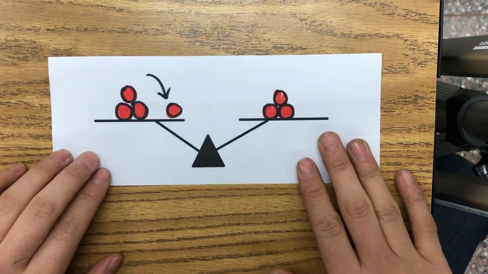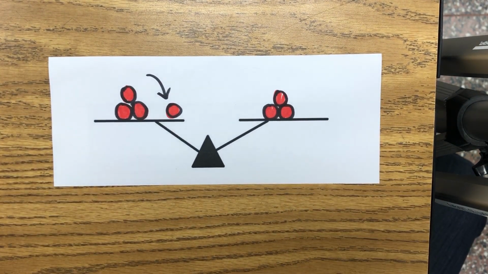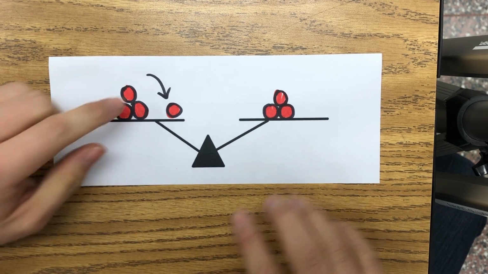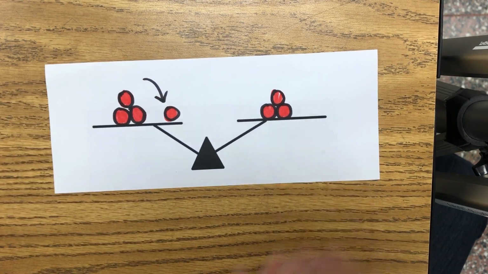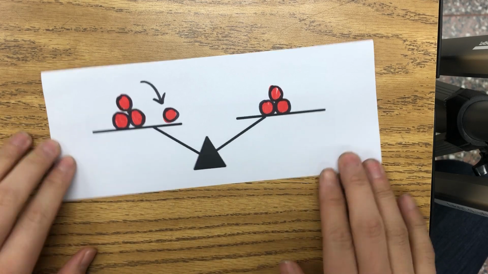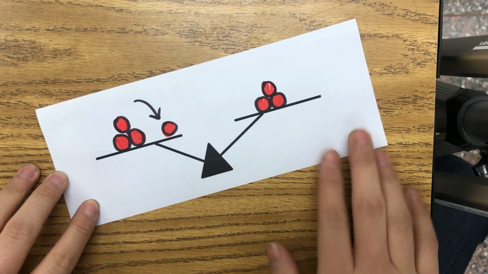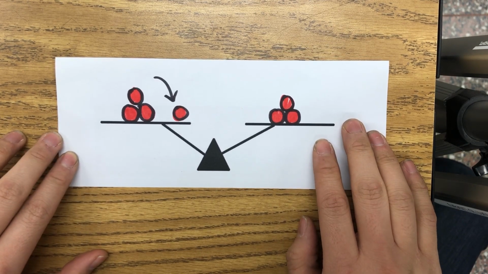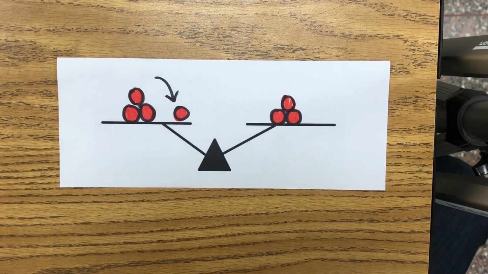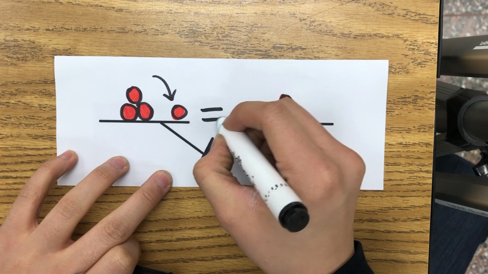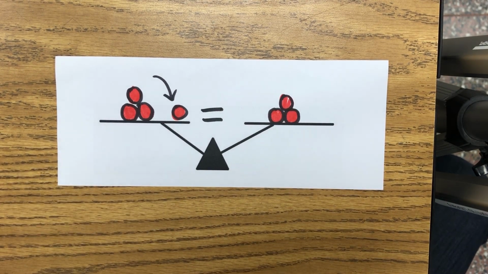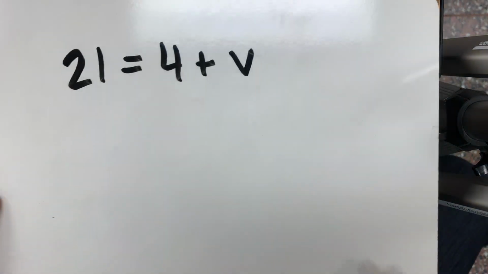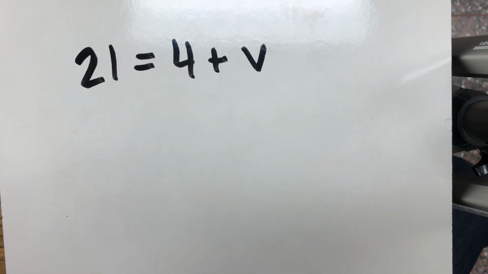So again, here's my scale, it is balanced, but what if I added a dot to this side? Would it still be balanced? It wouldn't. This side would be a little bit heavier until I add another dot to this side, then it would be balanced. So I want to keep my equation balanced at all times. If I do something to one side, I have to do it to the other side. All right, so that's our quick review. Let's get to solving some of these problems.